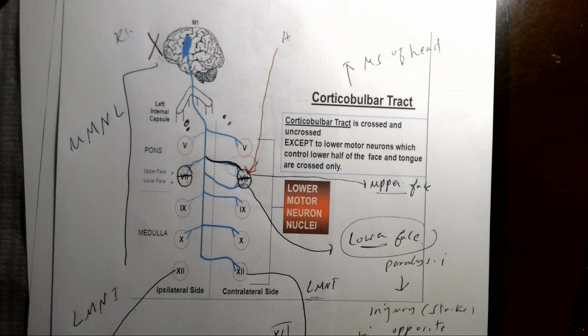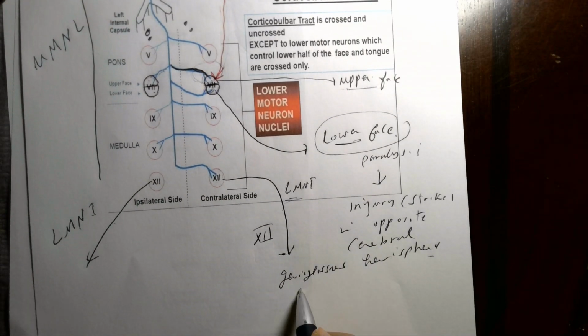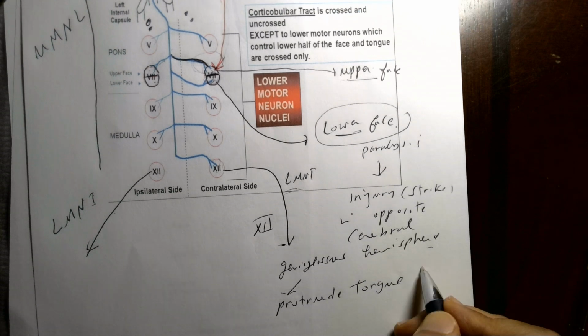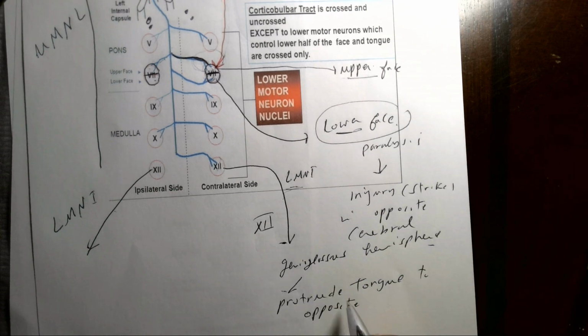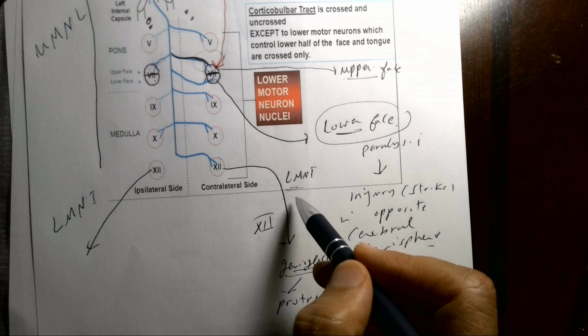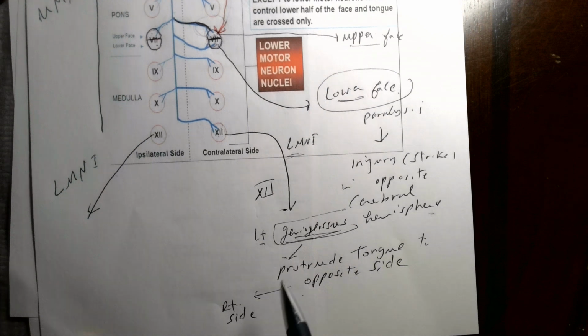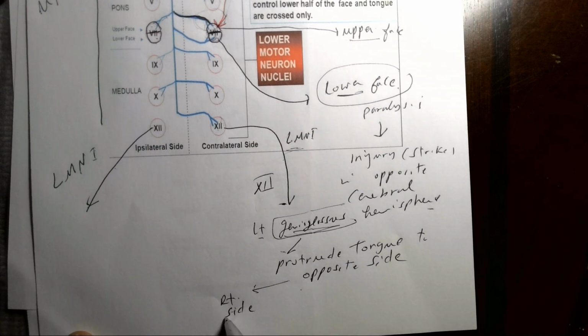Okay, the genioglossus muscle protrudes the tongue. This is its function, to protrude the tongue to the opposite side, correct? So if the genioglossus protrudes the tongue to the opposite side, this is the left genioglossus, so the tongue is going to where? Right side. This is normal, right side. So if the left genioglossus works, the tongue will point to the right side, correct?